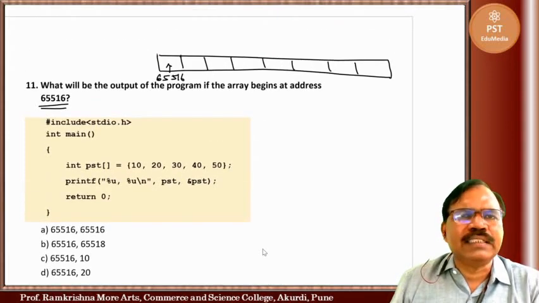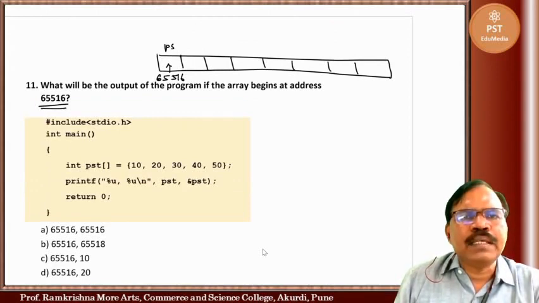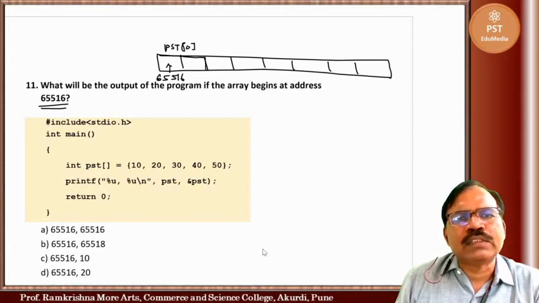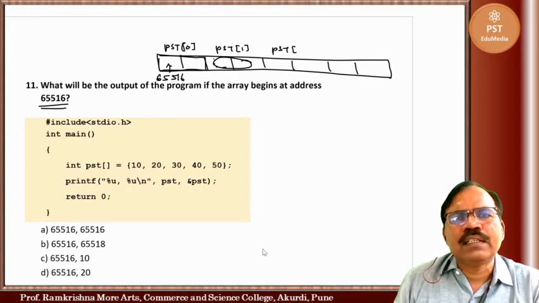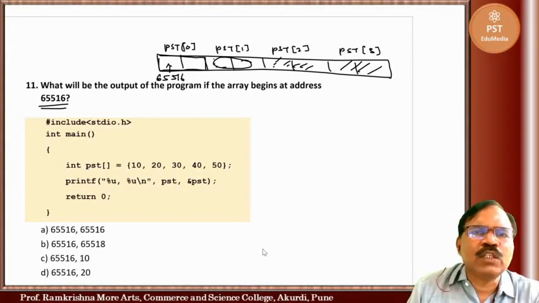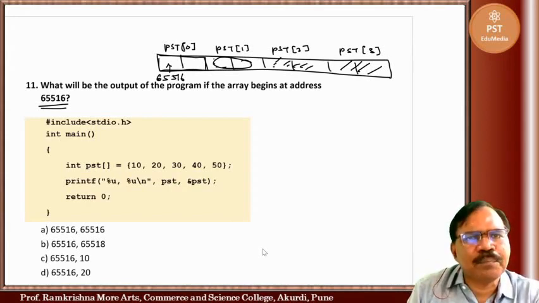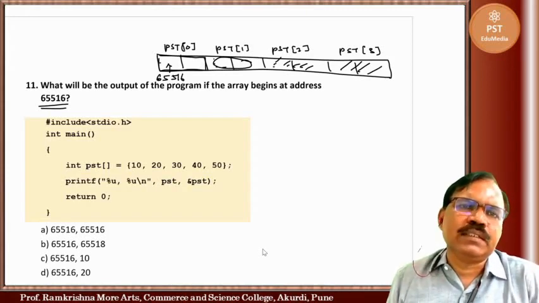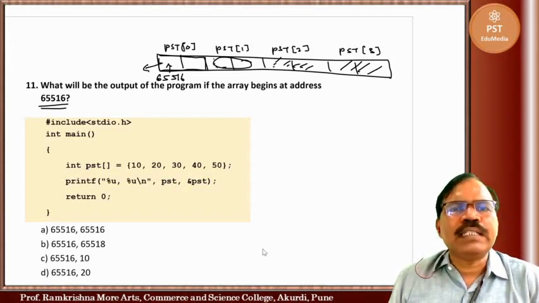And now here the PST array is given. So here PST[0] will use these 2 bytes. Now PST[1] will use these 2 bytes. Then PST[2] will use these 2 bytes. PST[3] will use these 2 bytes. So 65516 is the address of PST[0].